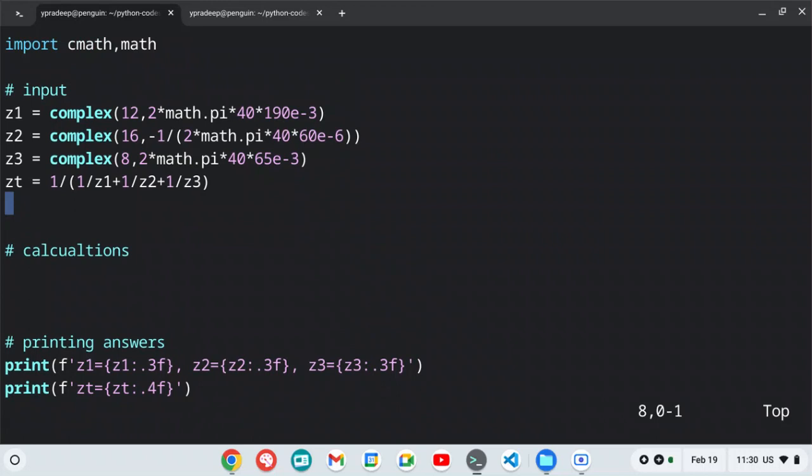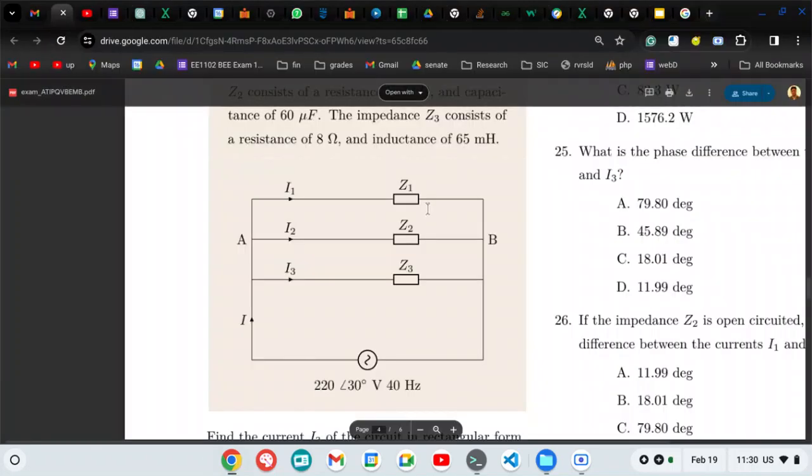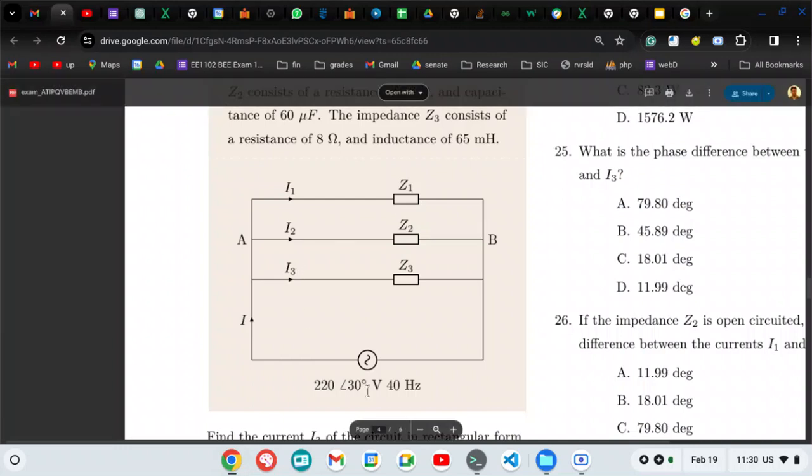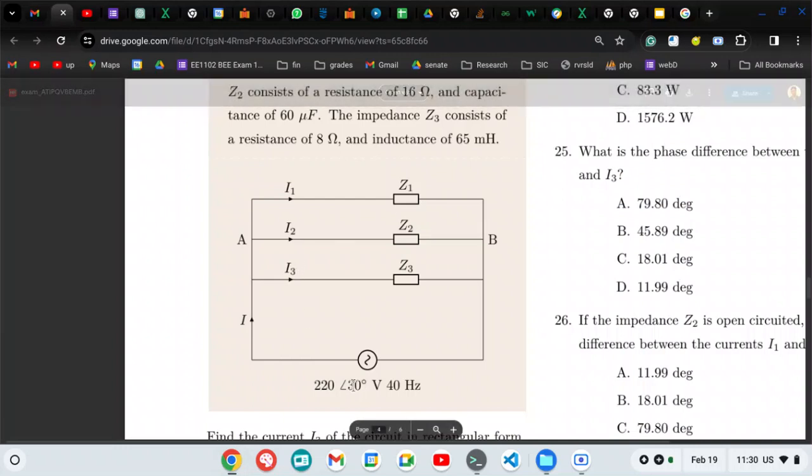I'm forgetting. I think we have. Let's search. See, given the magnitude and phase: 220 is the voltage magnitude here on screen, and 30 is the phase angle of the voltage. Given the magnitude and phase, how to create a complex number from that?